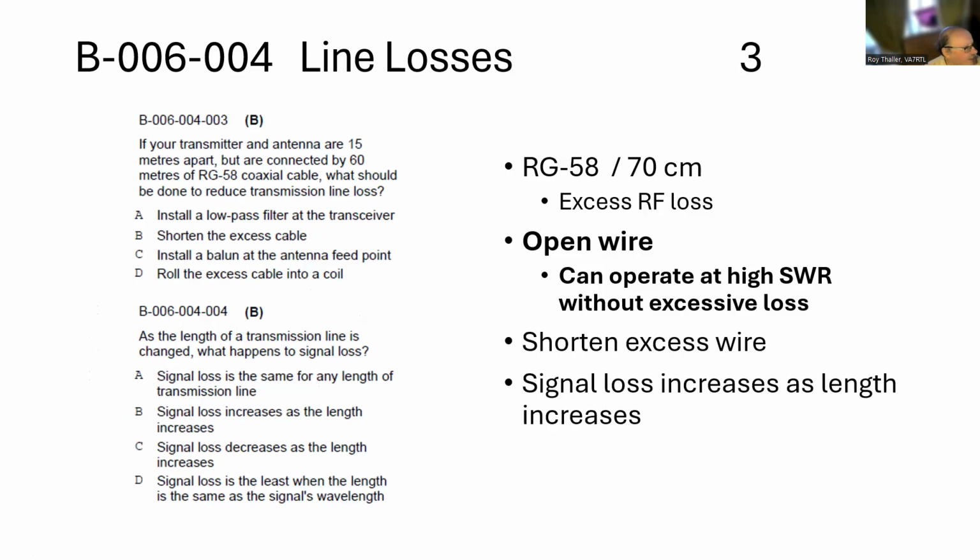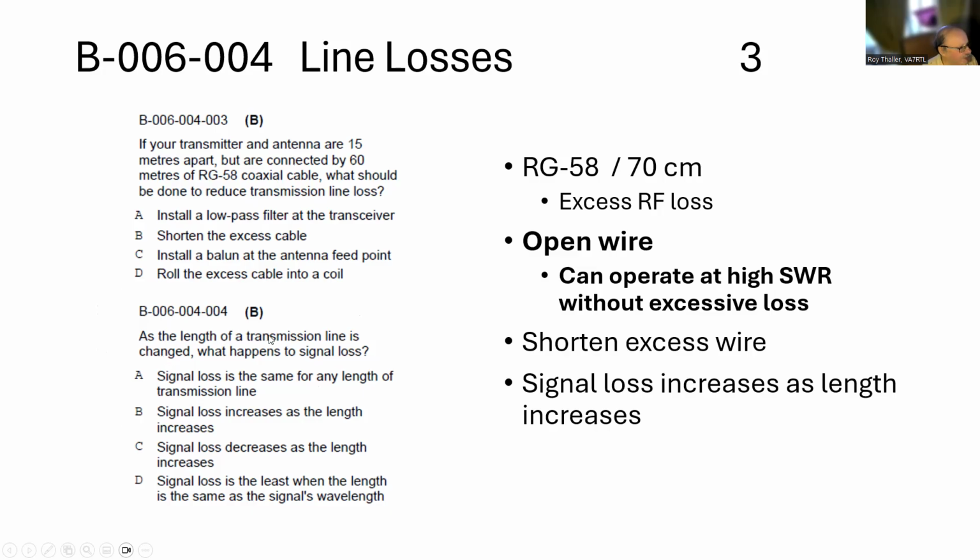So if your transmitter and antenna are 15 meters apart, and you are connected by 60 meters of RG58 coaxial cable, what would be done to reduce the transmission losses? So, what you want to do is to use the shortest possible piece of coaxial cable that you can. So if you're only 15 meters away, why use 60 meters? Because you'll have more loss. So B is the correct answer.